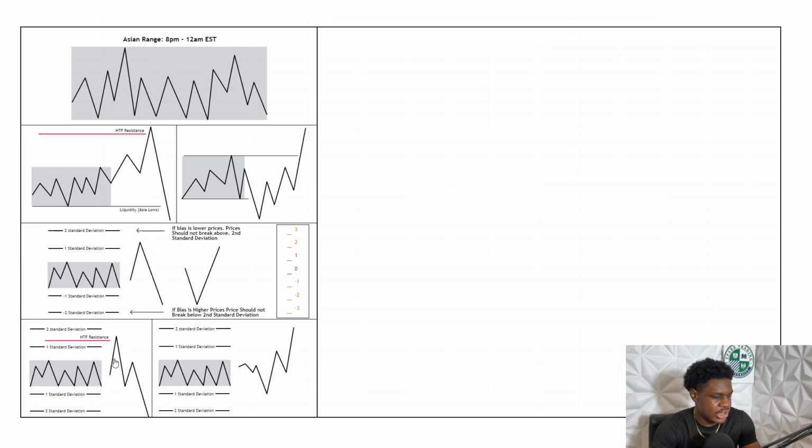You can either take your short entry based off of this low risk entry up here at the higher time frame resistance, or you can take your reaccumulation entry right here as price then starts to distribute. This would then be our bearish example for using the Asia range to frame an entry.